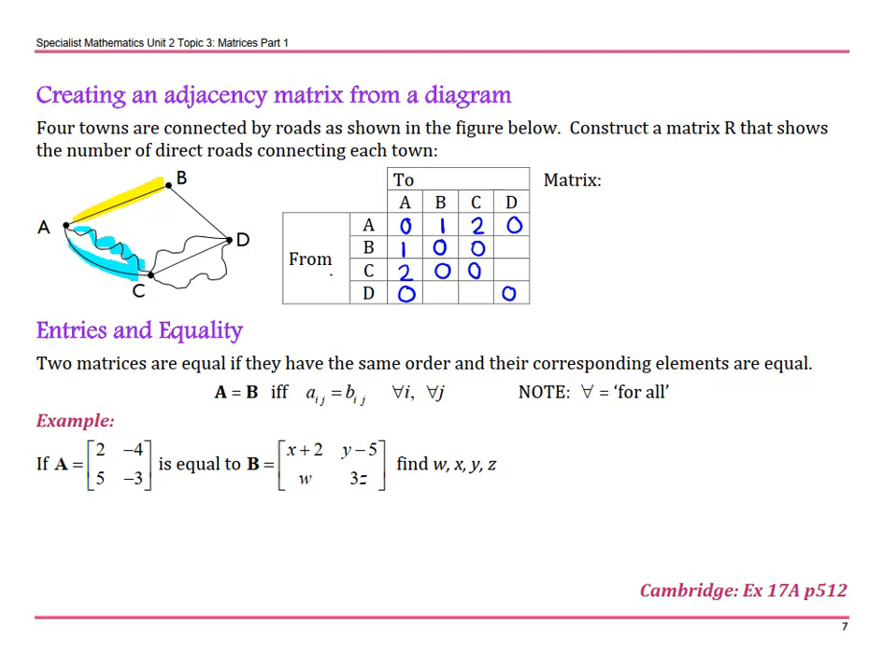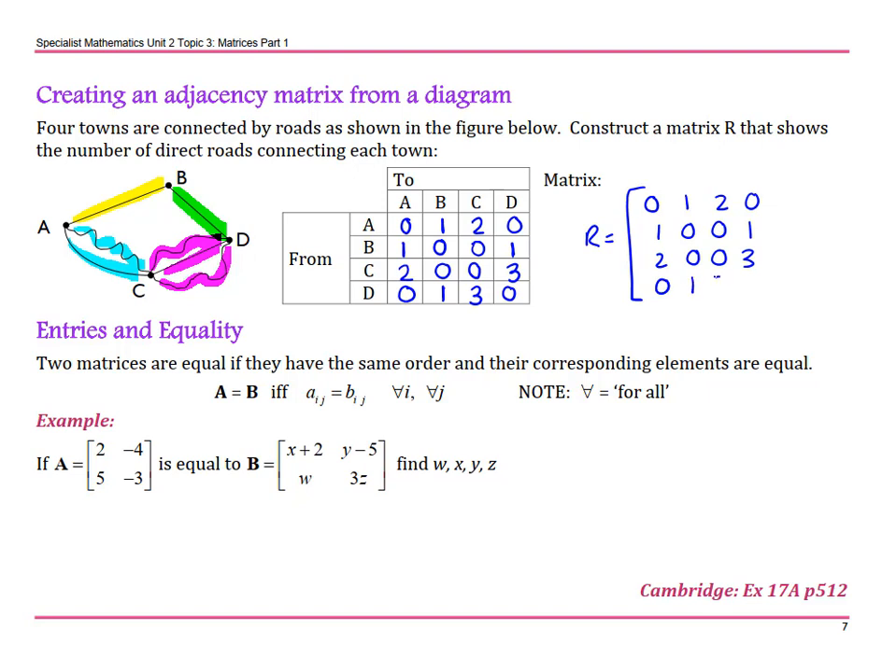D to B, we have one road, which is that one there. And then the last one is C to D, and we have 1, 2, 3. So that's 3 in there. Then we just write the matrix, and it's matrix R. So 0, 1, 2, 0, 1, 0, 0, 1, 2, 0, 0, 3, 0, 1, 3, 0.